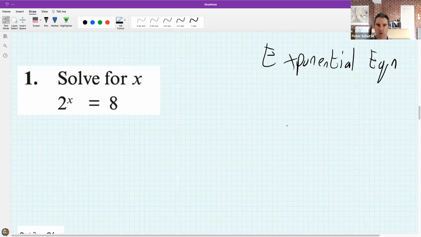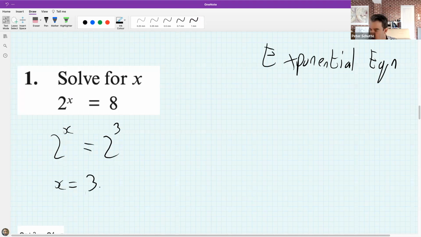Hi, sir. So what's different with this question is that in the previous question, the x was the base, but in this question, the x is the exponent. And then, yeah, how we approach this type of question, we need to write 8 as a factor of its prime base. So it's going to be 2 to the power of 3. And then we're going to equate the exponents, which will mean that x is equal to 3.